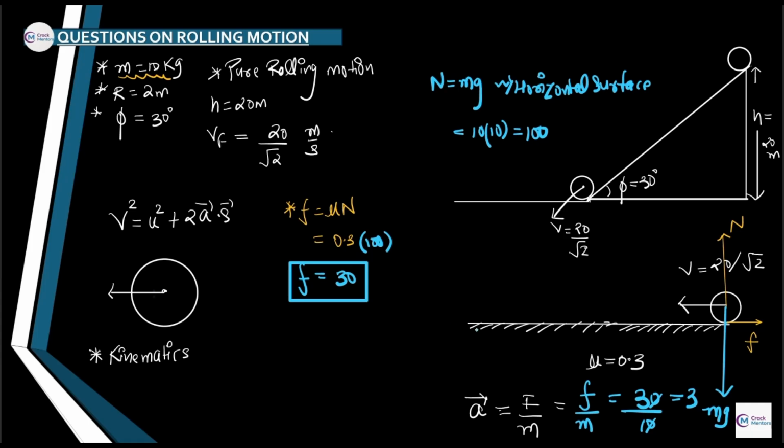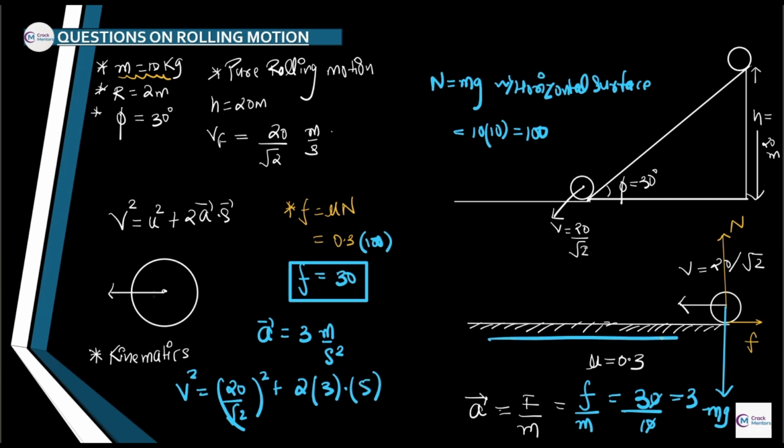Now let us talk about something. We have found the acceleration, and the acceleration has the constant value of 3 meter per second square. Now let us talk about the final velocity. What will be the final velocity attained by this body? It is the initial velocity squared plus 2as. What is the initial velocity? 20 upon root 2, squared, plus 2. What is the acceleration that we have? 3.